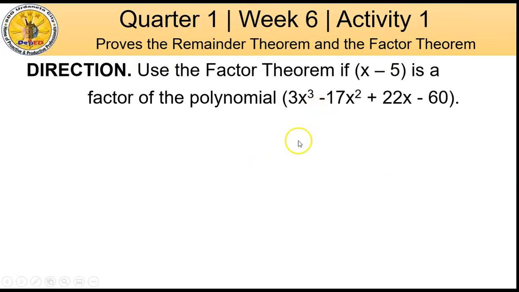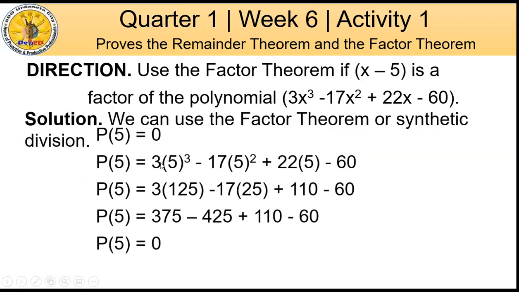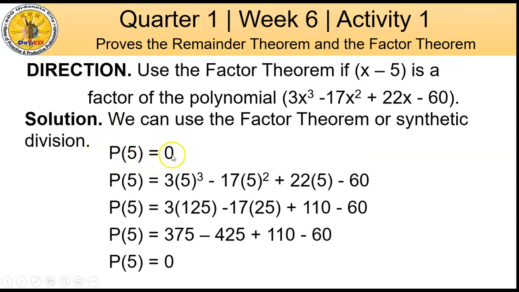Now, for our first activity, use the factor theorem if x minus 5 is a factor of the polynomial 3x cubed minus 17x squared plus 22x minus 60. So we can use the factor theorem or synthetic division. So our P of 5 should be equal to 0. So we have 3 times the quantity 5 raised to 3 minus 17 times the quantity 5 raised to 2 plus 22 times the quantity 5 minus 60.